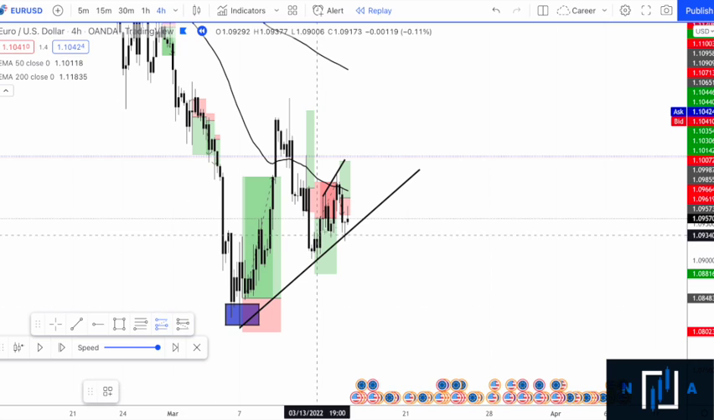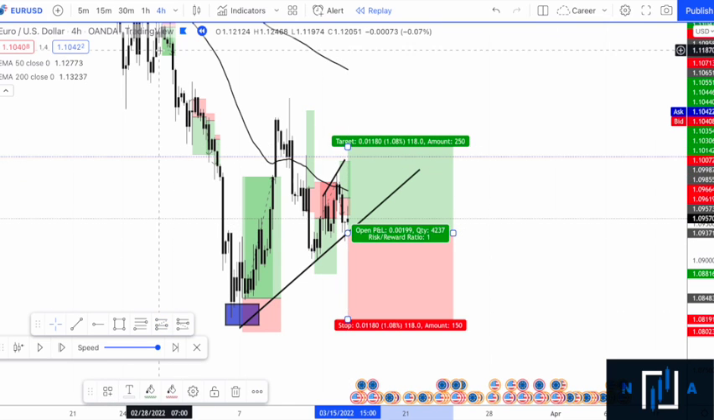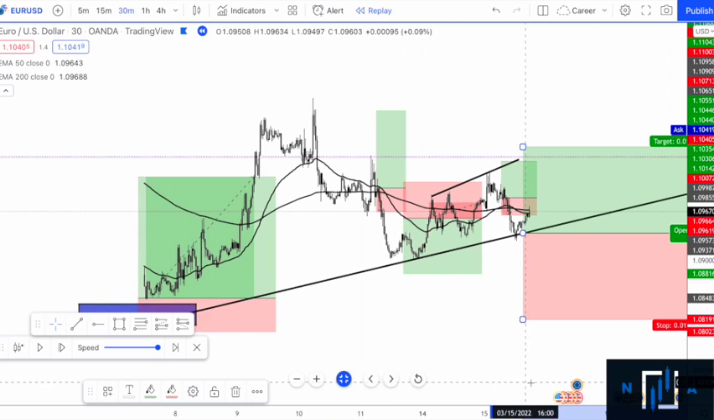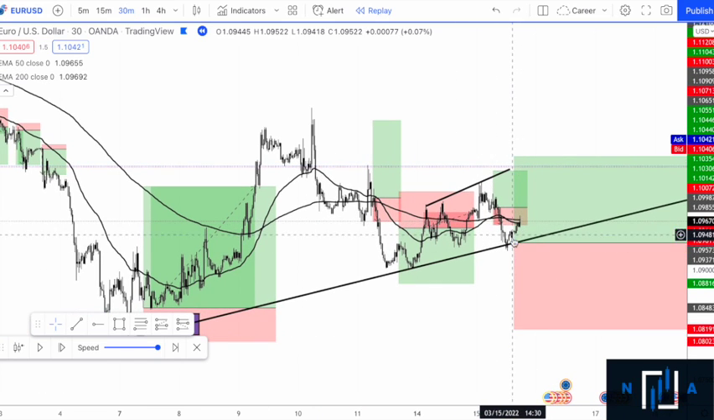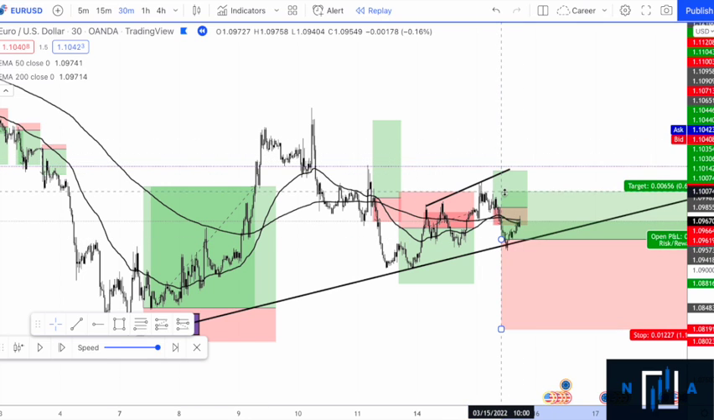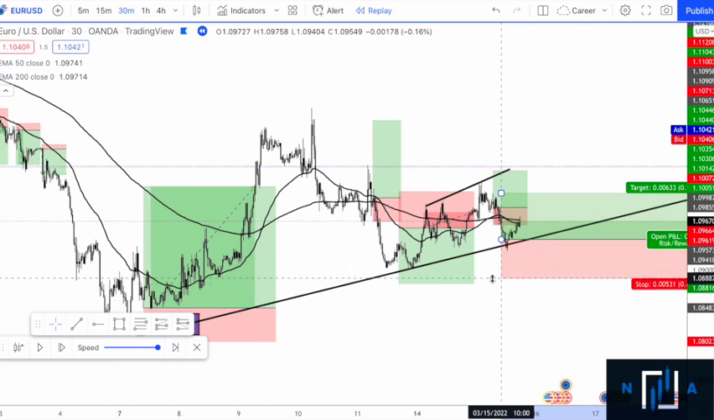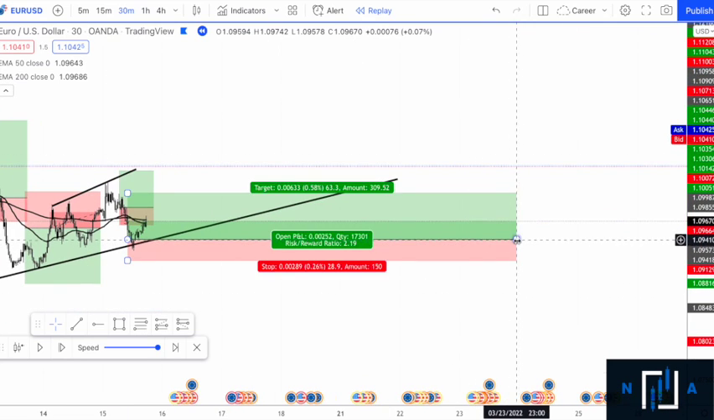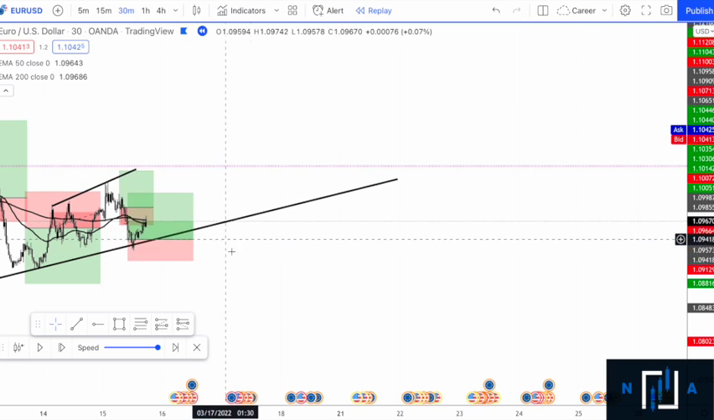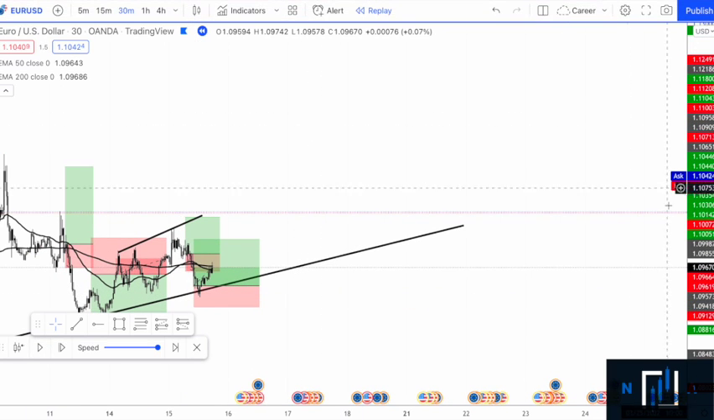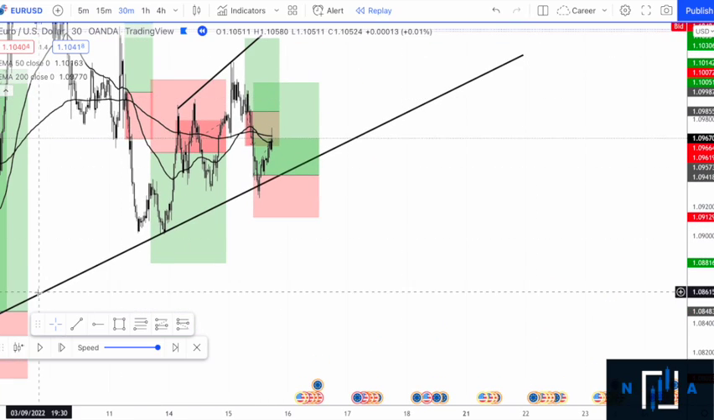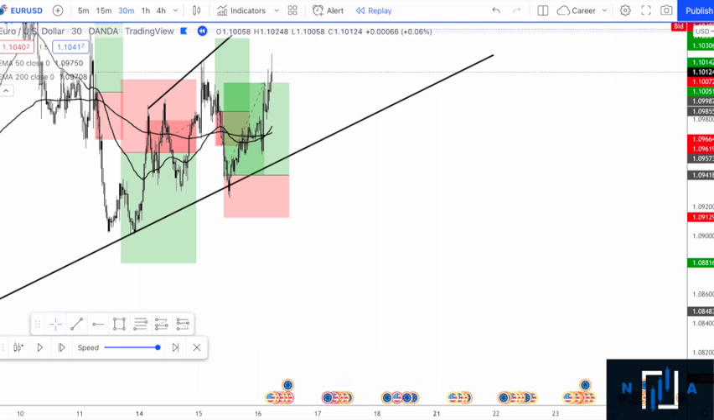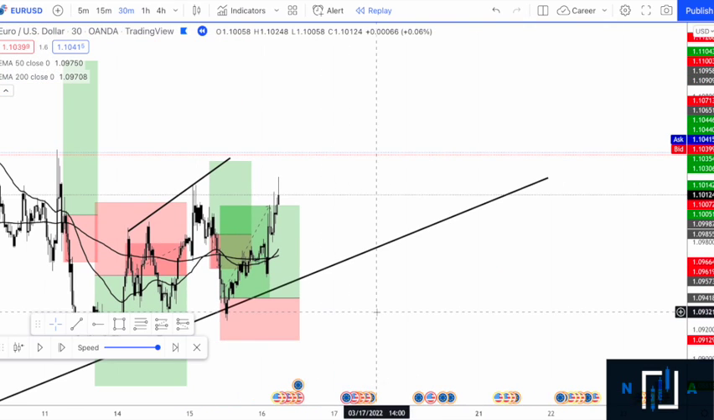So I should be buying down here and then selling at the top. So if I were to buy down here, geez, that's a big trade. Boom, there we go. Now we hit TP and now we're in motion.